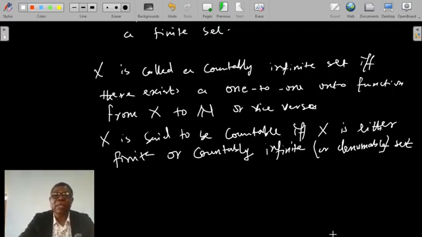So for us, a countable set is a set that is either a finite set or a denumerable set. Once one gets that a set is finite, then that set is countable. If one gets that a set is countably infinite or denumerable, then that particular set is also countable.